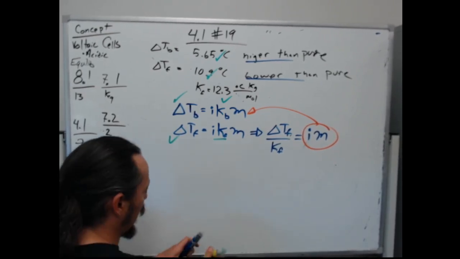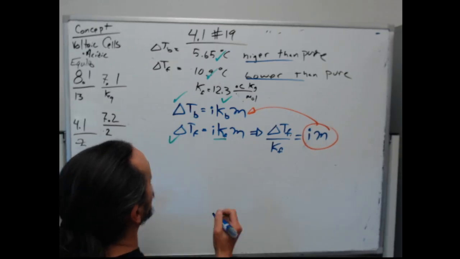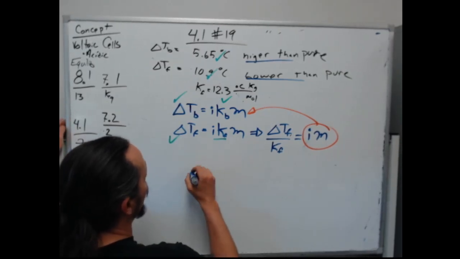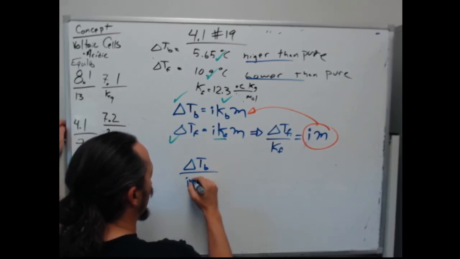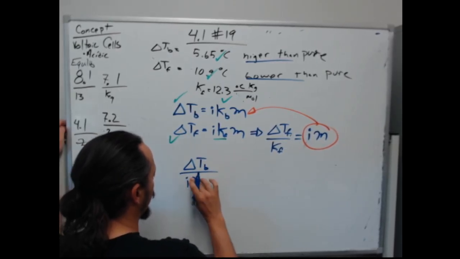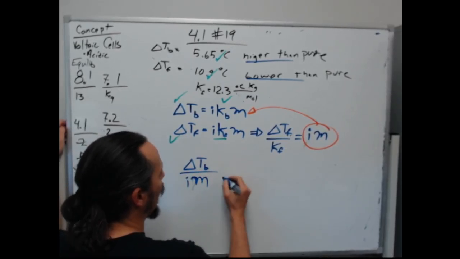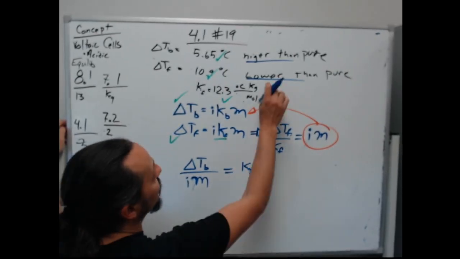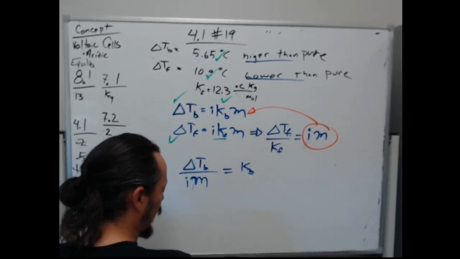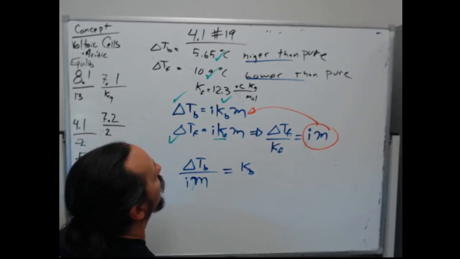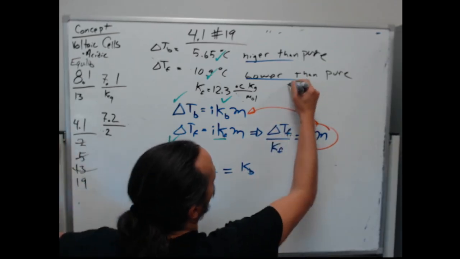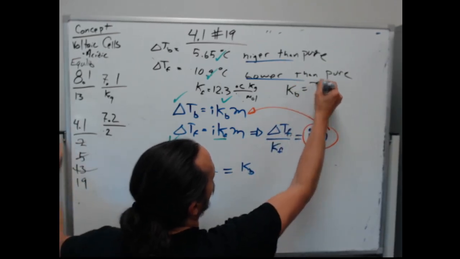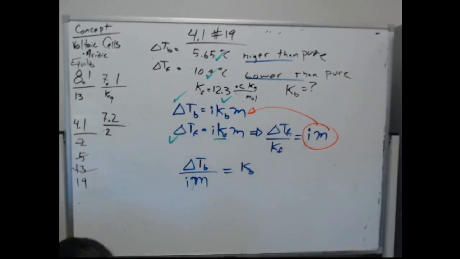So we're going to end up with an equation. If I do all of the substitutions, I'm going to get delta TB over I molality is equal to KB, right? It's asking me to solve for KB. That was the question I didn't write down. Right, what's my KB? Question.